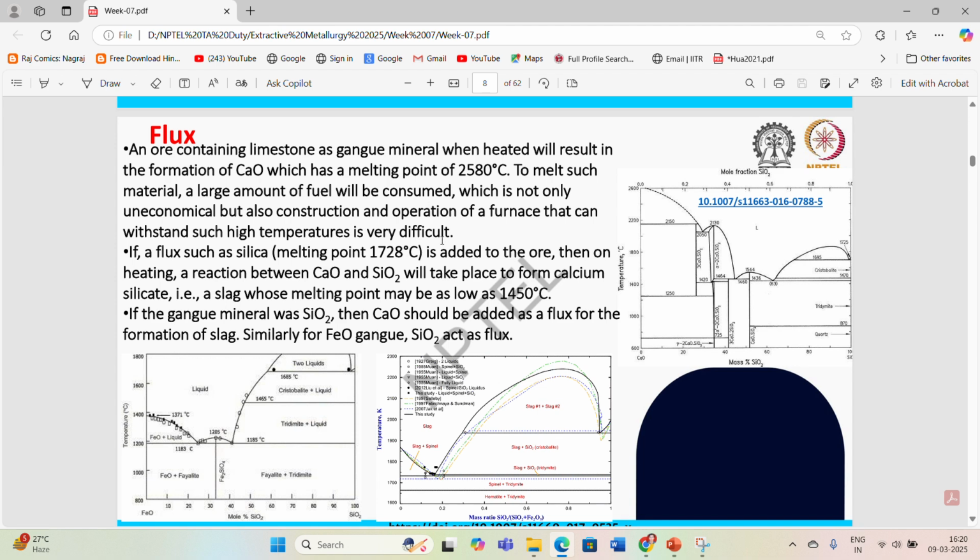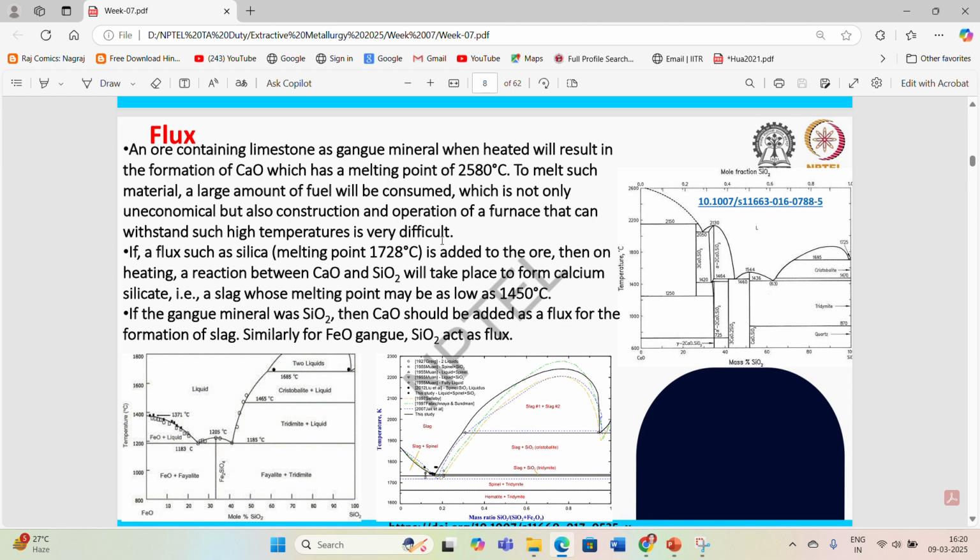However, if we add some silica material inside the same process, silica has a melting point of around 728 degrees Celsius, and when it reacts with calcium oxide, the resultant melting point of this compositional mixture can come down to 1450 degrees Celsius.